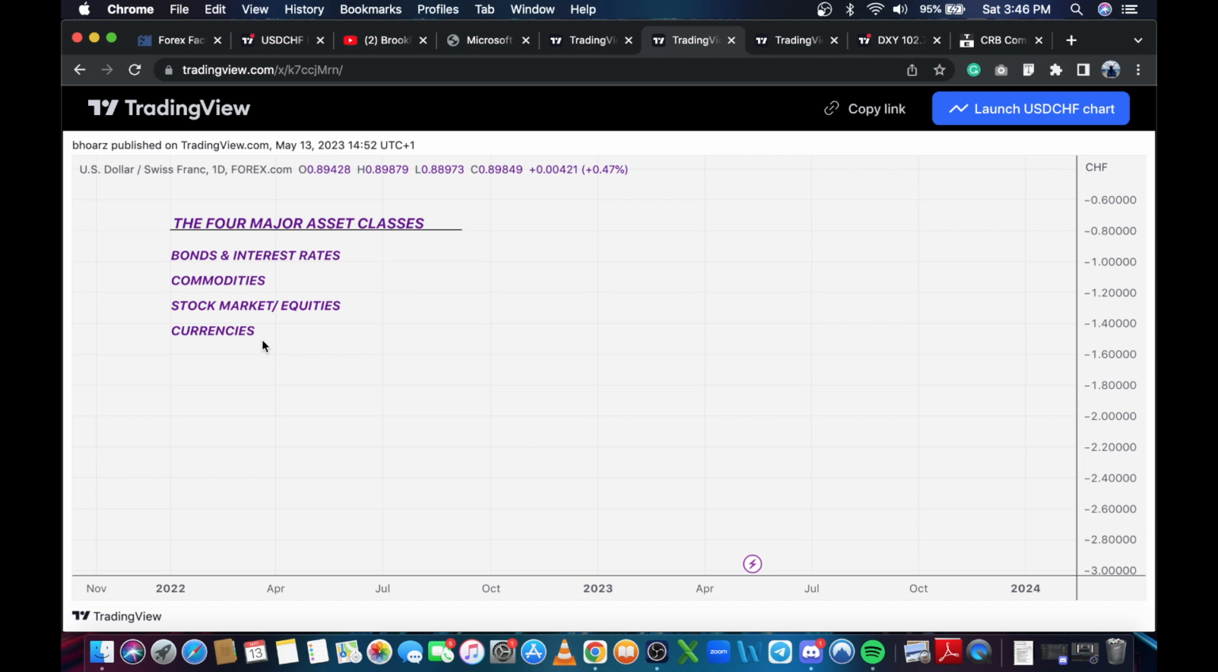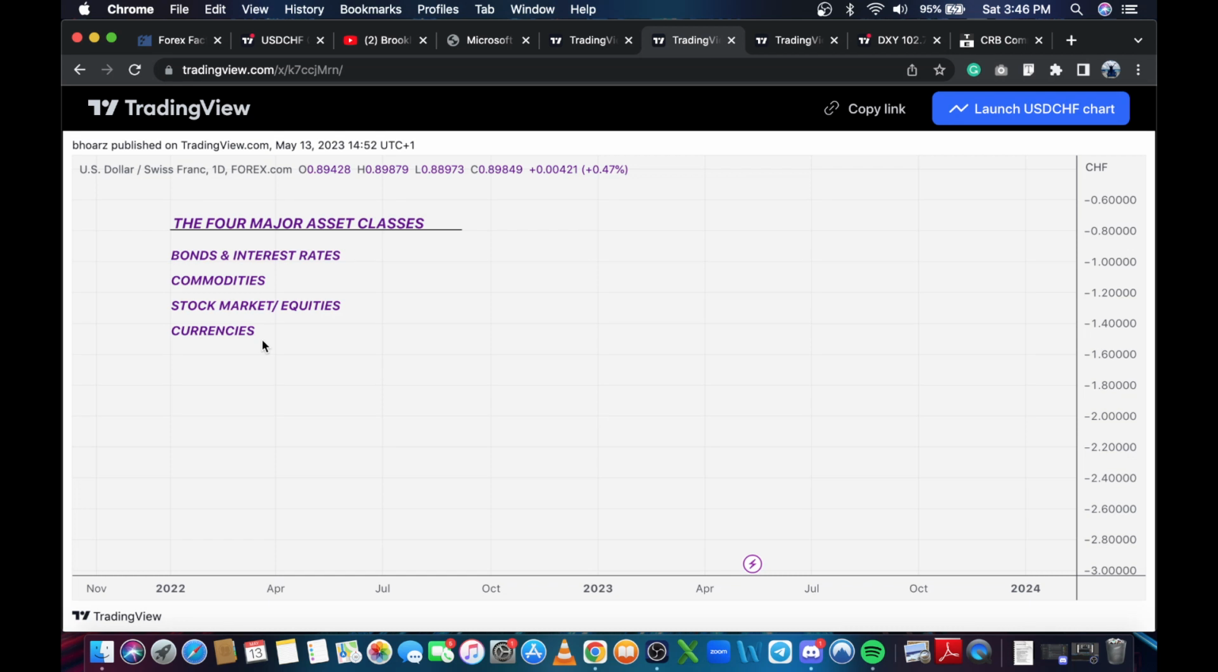Now, majorly, what I use for bond and interest rate are the U.S. Treasuries. You can also use German treasuries, or British pound treasuries, or other interest rate asset classes. But I don't look at them, and I don't really think they're important as a tool in our arsenal for market prognostication.